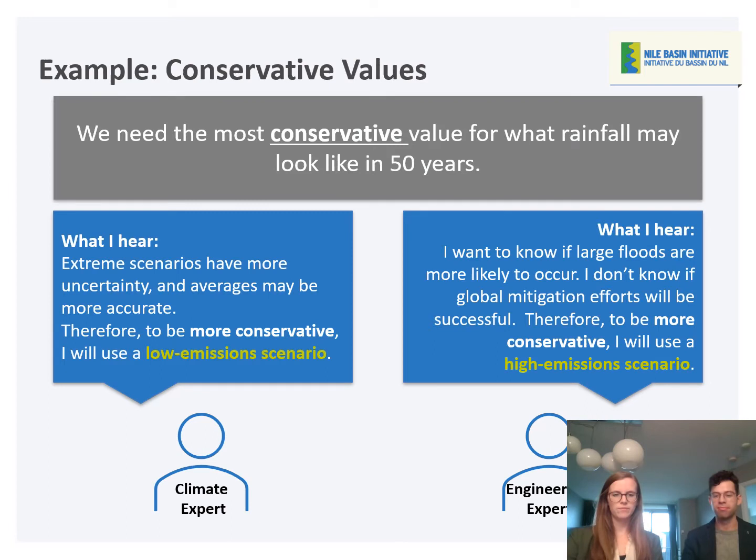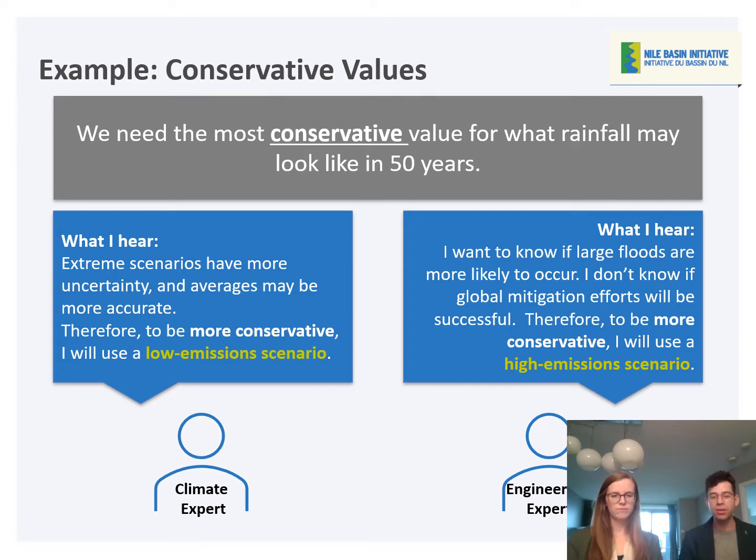So, as an engineer, I'm looking for information on rainfall, and I know that we need the most conservative value for what rainfall may look like in 50 years. I want to know if large floods are more likely to occur, but I don't know if global mitigation efforts will be successful. Therefore, to be the most conservative, I will use a high emission scenario. And that's very important to understand that that's very different from the climate expert's perspective.